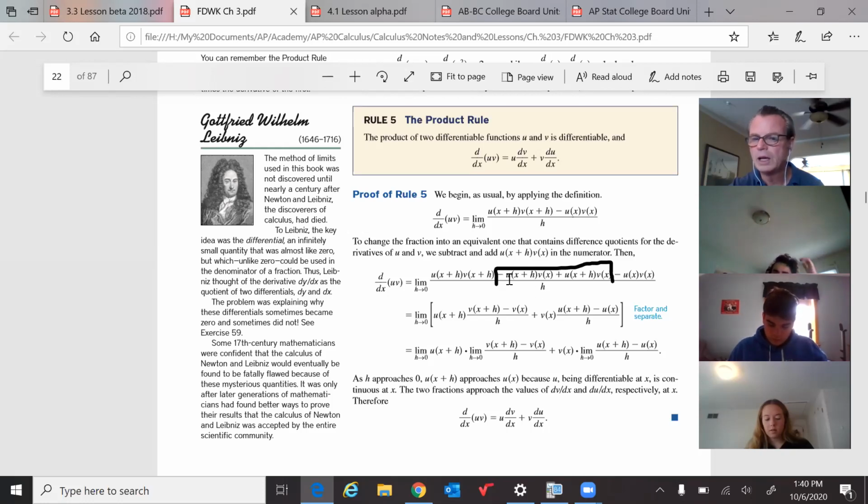It's 0. It's negative u of x plus h times v of x plus a positive. They add to 0. It's an algebraic trick. They just introduced 0 in the middle of this so they could go here.